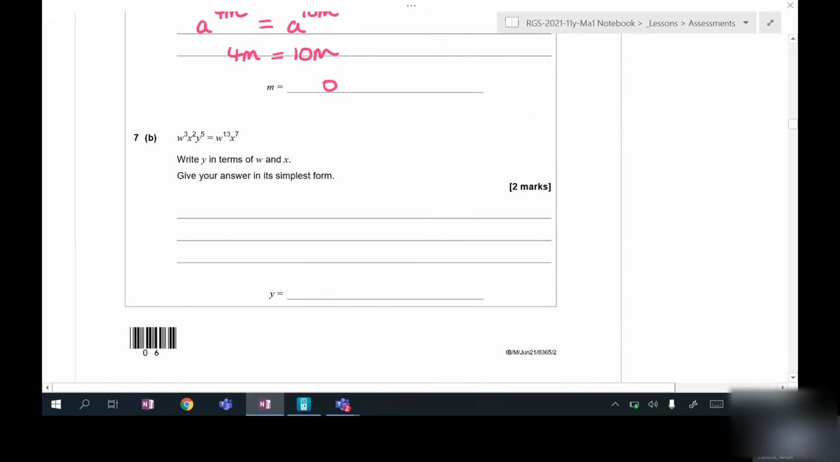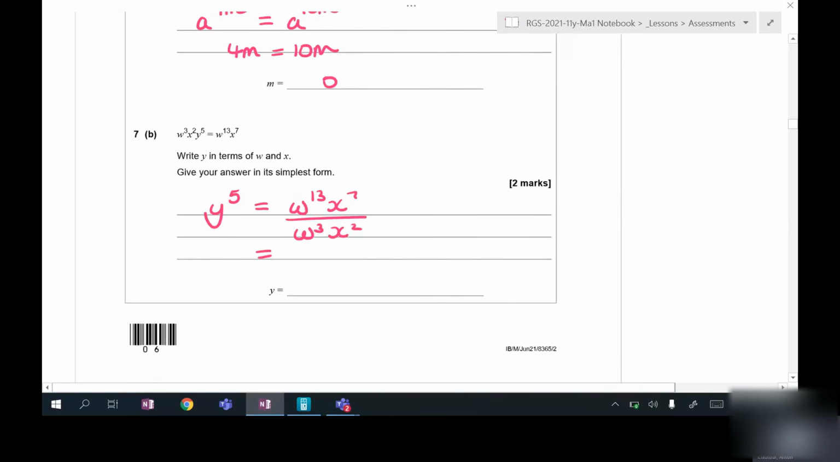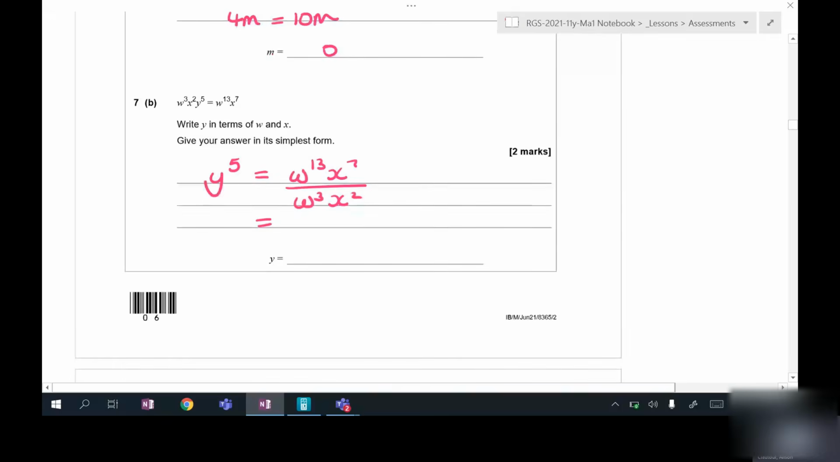For part B, write y in terms of w and x. So it's another little bit of rearranging. I'm going to keep y to the 5 as the subject and divide through by w cubed x squared. If you think about your knowledge of indices, we're dividing, so we subtract the powers. So this will give me w to the 10 and x to the 5.